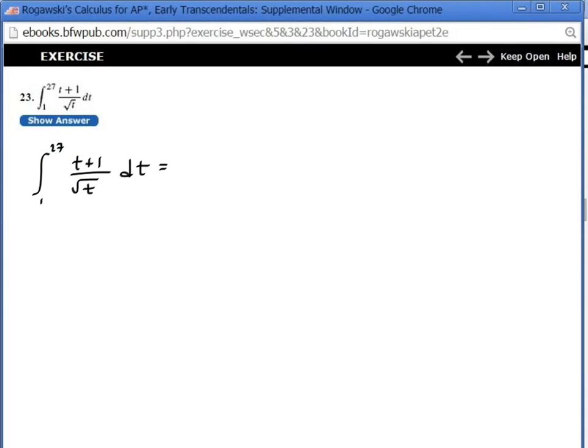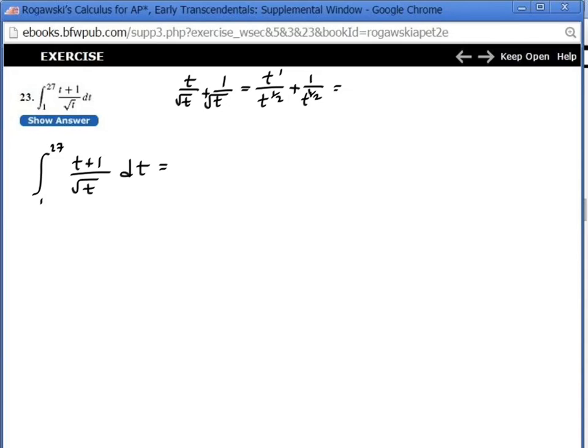I'm going to take that and, let's see, if we have t divided by the square root of t, and then we have 1 divided by the square root of t. Okay, so that's going to equal t to the 1 power divided by t to the 1/2, and this one is going to be 1 divided by t to the 1/2.